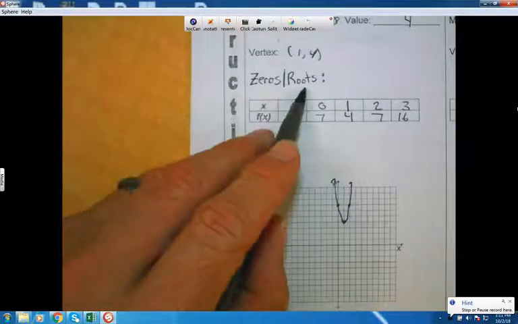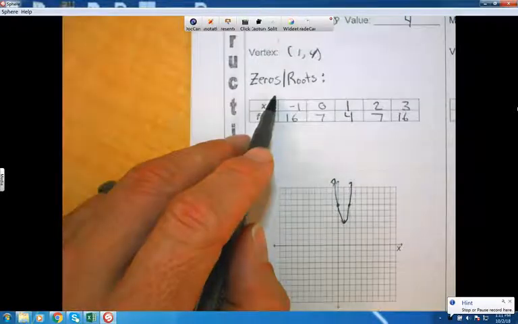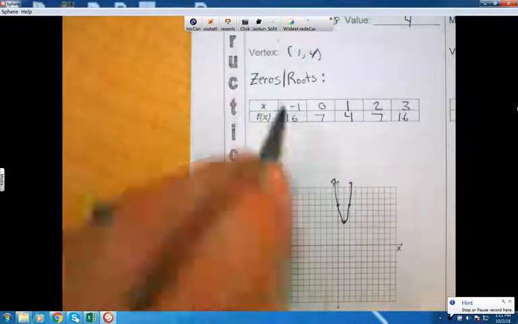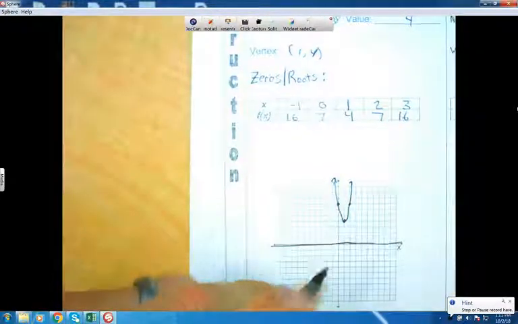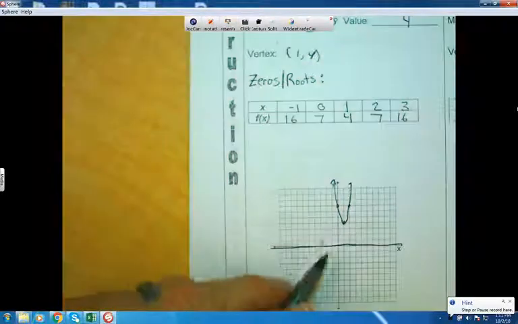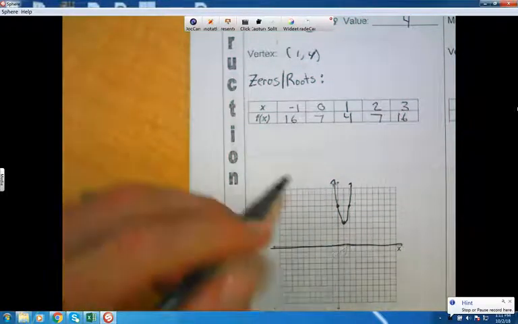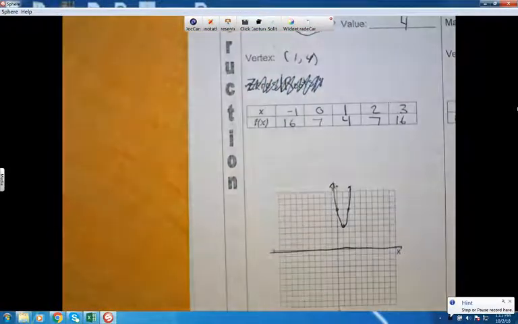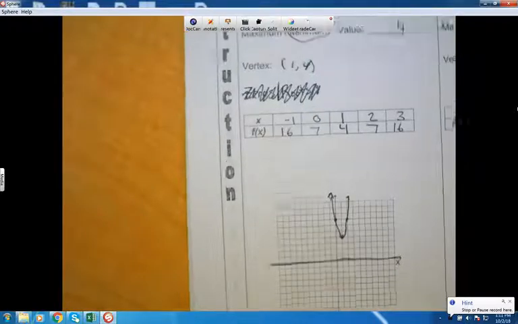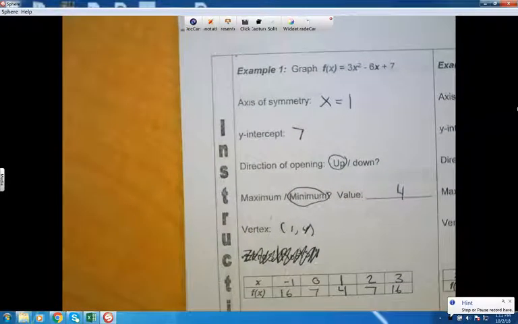The last thing it says right here, it doesn't say this in your notes, but a thing that you often have to find are zeros or roots. Zeros and roots are where a function hits the ground. So if the ground was right here, I think you would agree that this function never hits the ground. So that's why you don't have to answer it for this question. In another video, I'll show you how to find the zeros or the roots or when it hits the ground.